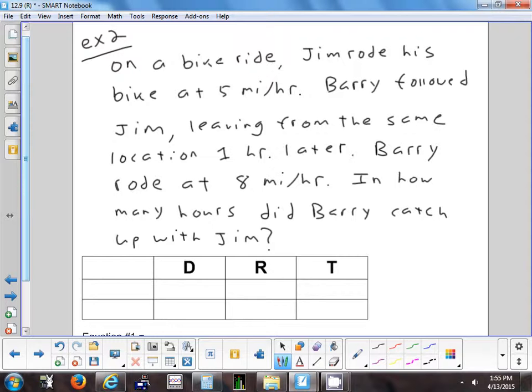Okay, so what's it say? Barry followed Jim. He left an hour later. He rode at 8 miles an hour. How many hours is it going to take Barry to catch up with Jim? Okay. Let's look at the hard part first. Catch up. What does it mean? Once you catch up with somebody, you've each traveled the same distance. We don't know how fast you went to get there, but we'll fill that in. Okay?